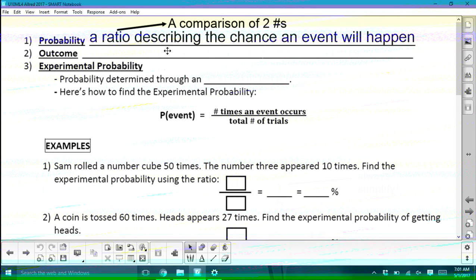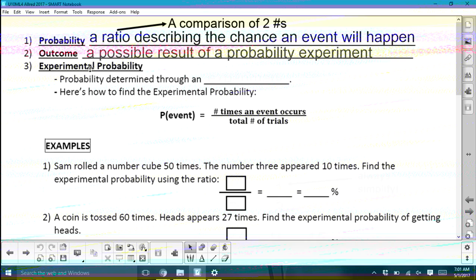Another big important word in this unit will be outcome. An outcome would be any possible result of a probability experiment. For example, the different outcomes when I roll a die, I could get a 1, 2, 3, 4, 5, or 6. There's 6 different outcomes when I just roll one die. Flip a coin, you could get heads or tails. Those are two different outcomes.